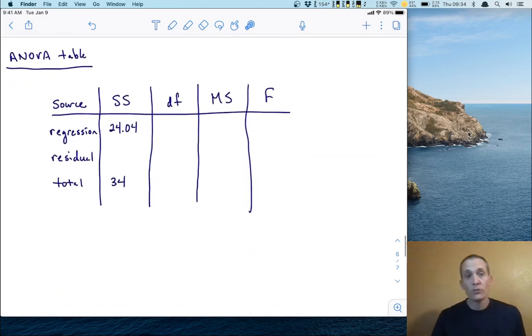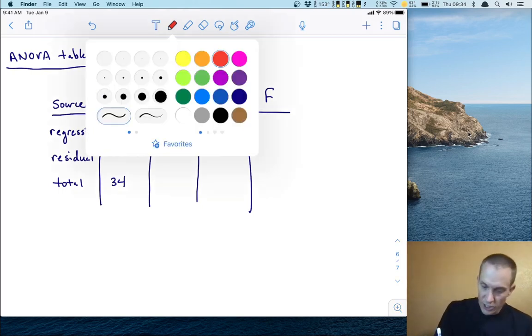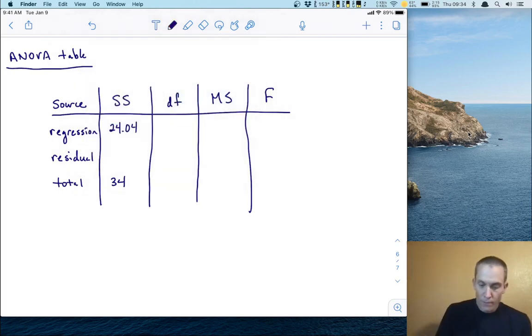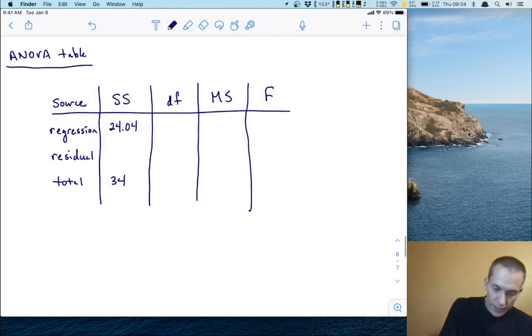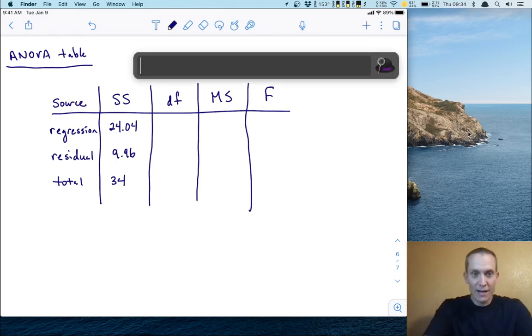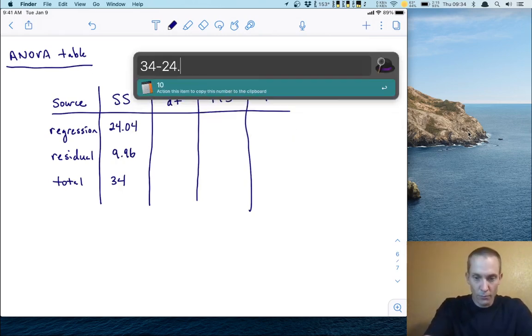We write the Anova table just like we would in any sort of Anova. We partition our variability into two sources. We've got the source due to the regression equation, the residual, and then I've got total down here. I've already put the total SS here as 34. We just found the regression SS is 24.04. So the rest of this, let's just work it out. 34 minus 24.04 is going to be 9.96. Okay, I think I'm doing that right, but let's check it real quick. 34 minus 24.04. Yes, very good.